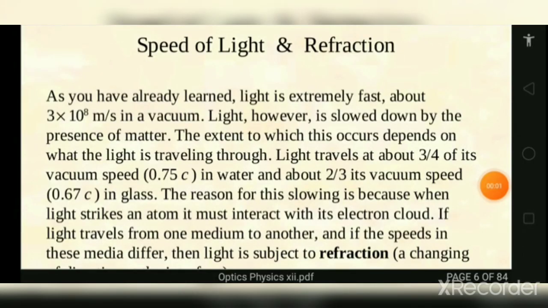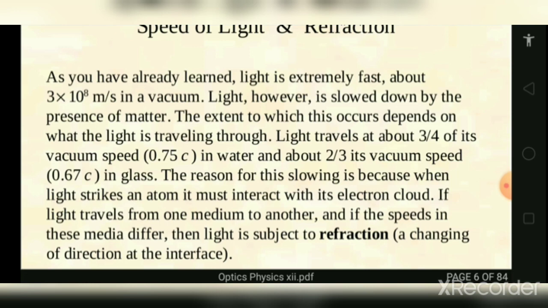Before starting the topic, you should know phenomena like speed of light, reflection, refraction, etc. You have learned in the previous standards that light travels with a speed of 3 into 10 raised to 8 meters per second in vacuum, but it changes its velocity when it moves from one medium to another. For example, three-fourths of that speed when it travels in water, and 2/3 when it travels in glass.